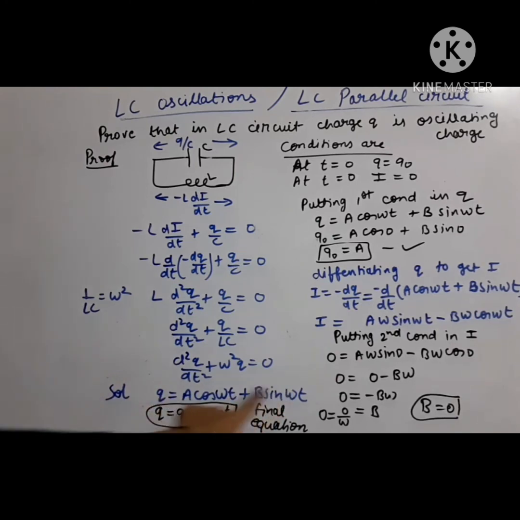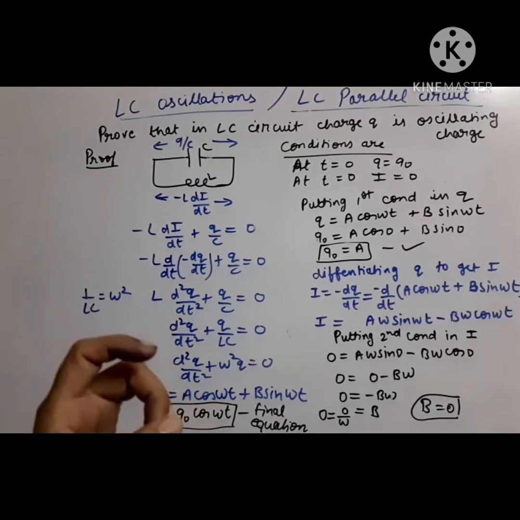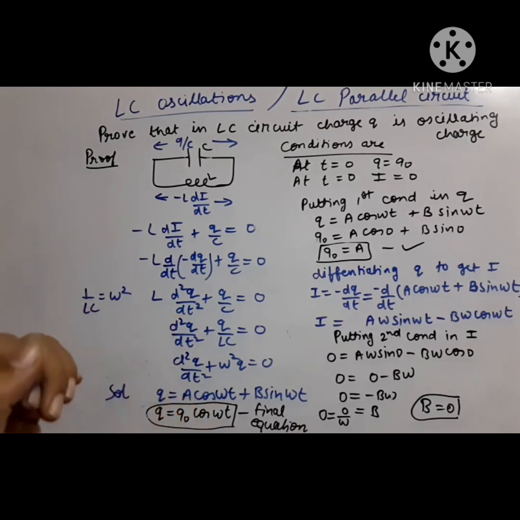We wanted them in the Q equation. So the Q equation is this, and in this we will substitute the a and b values. A is obtained as Q0, so put Q0 here: Q0 cos omega t, and b is obtained as 0, so this part will go. So what is the final answer for the charge? Q equal to Q0 cos omega t. And what we wanted to prove was that the charge is oscillating. Whether the final answer comes in a sine term or a cos term, it proves that it is an oscillating equation.